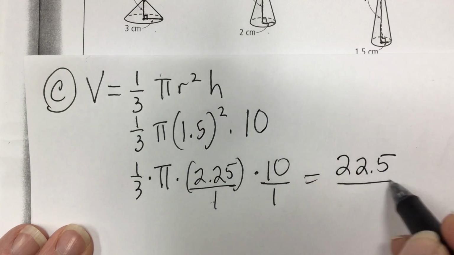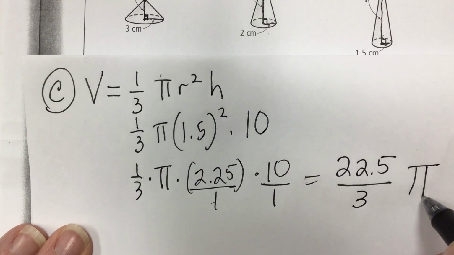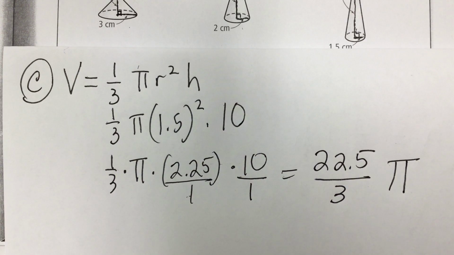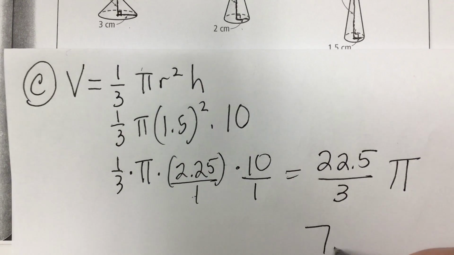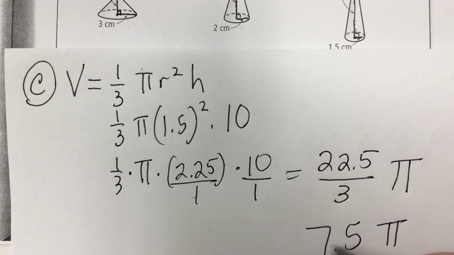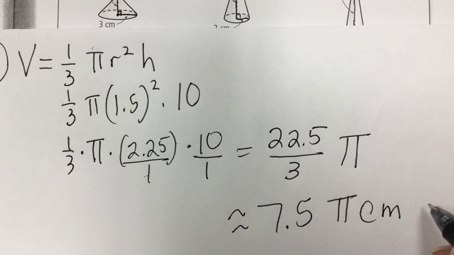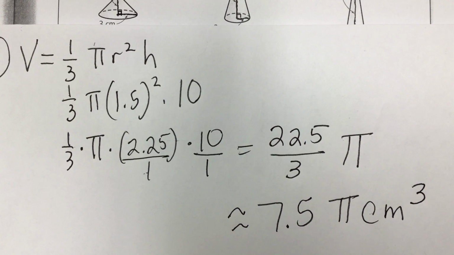And 3 times 1 is 3. And I still have my pi. Don't forget your pi. That's still here. I'm just multiplying straight across. Well, 22.5 divided by 3 on your calculator gives you 7.5 pi. Now that's approximately 7.5 pi, and that is centimeters cubed.